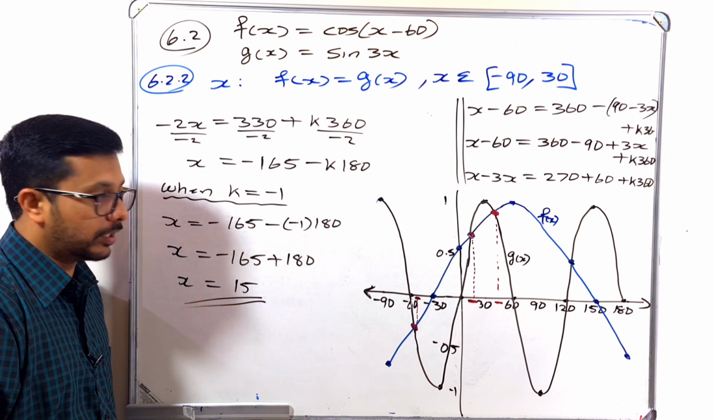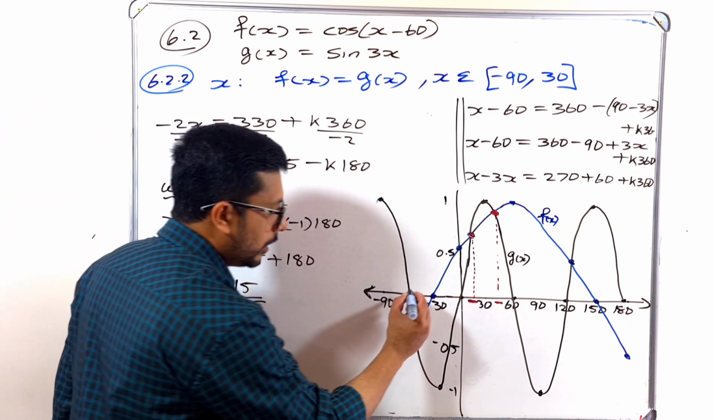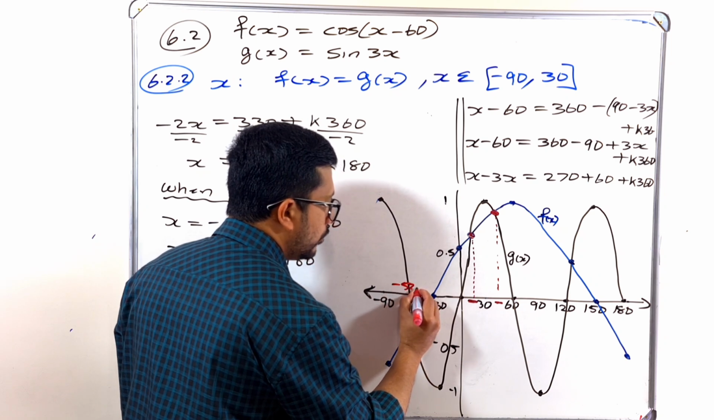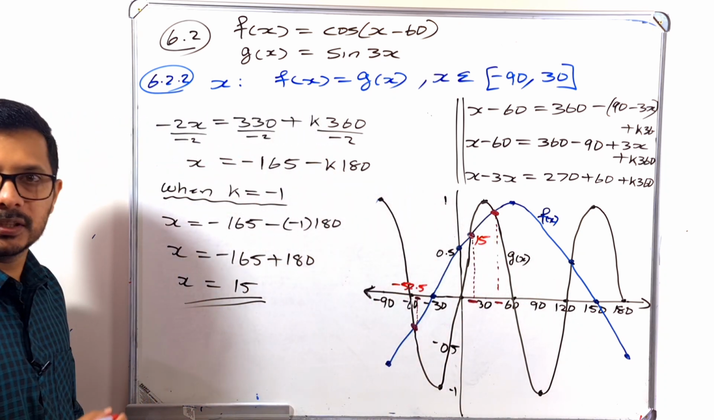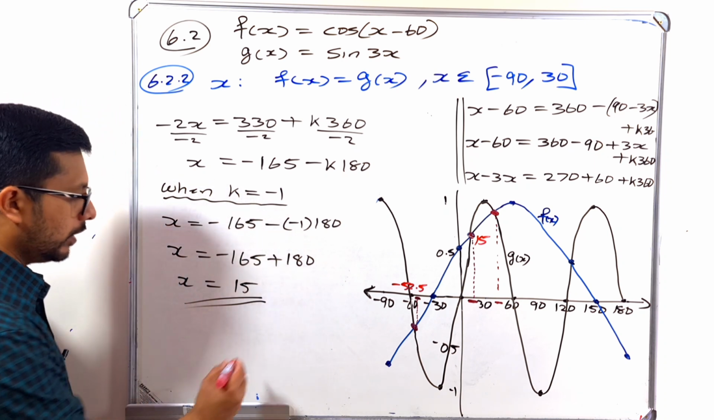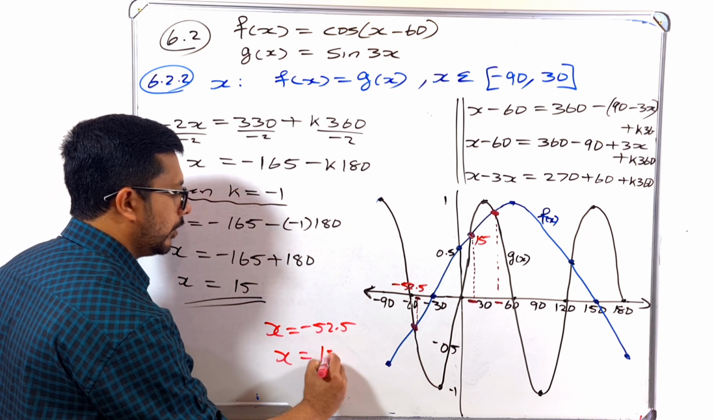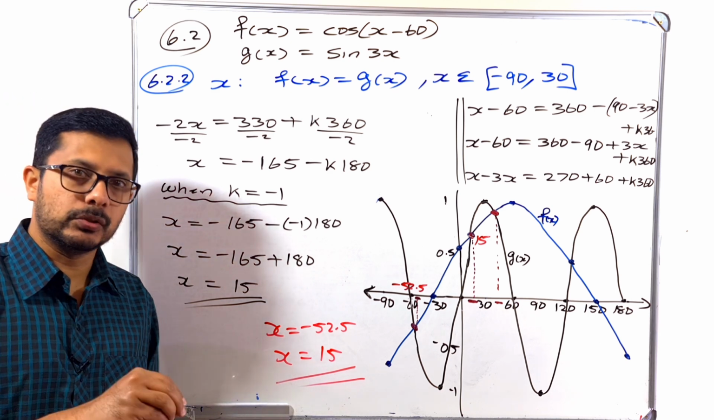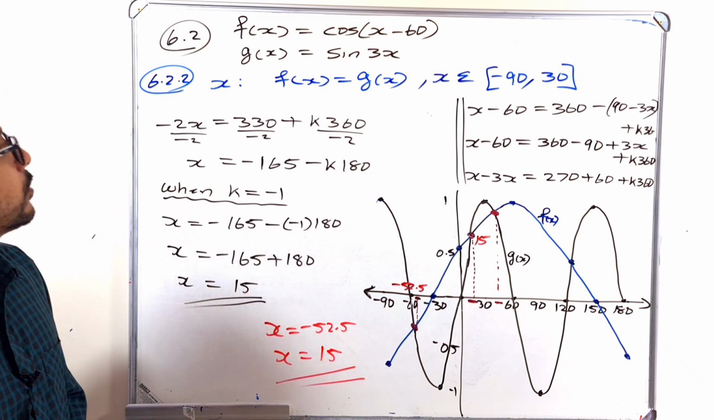Can you see that you got another answer? At this point the value of x is minus 52.5, we already got that one, and at this point the value of x is 15. So that is the question. Two answers: x is equal to minus 52.5 and x is equal to 15. So first you have to find the general solution, then substitute different values for k and try to find the exact points. Okay, so that is question number 6.2.2.